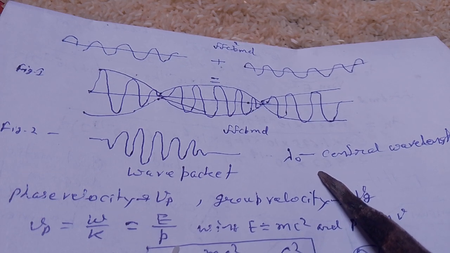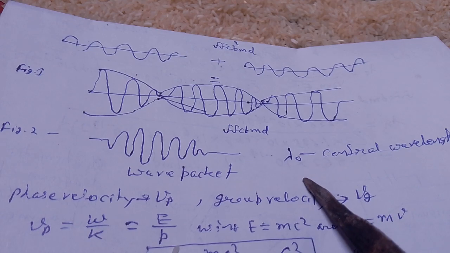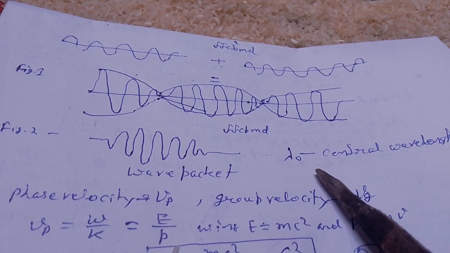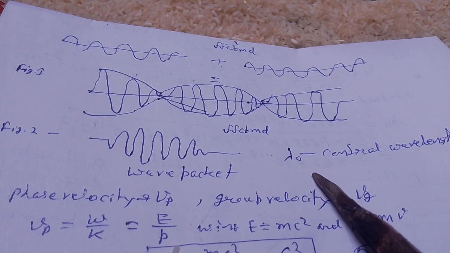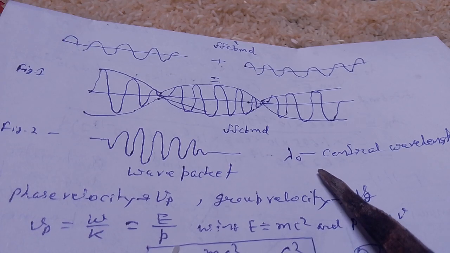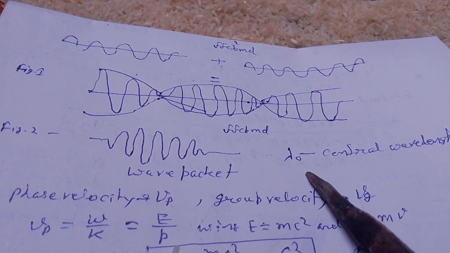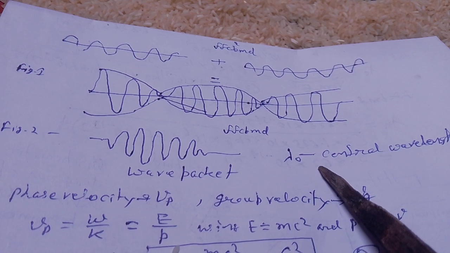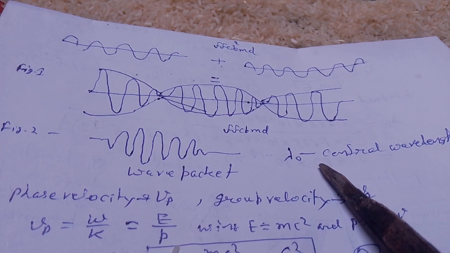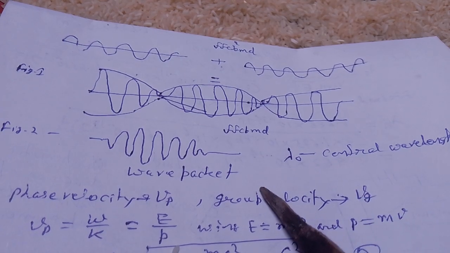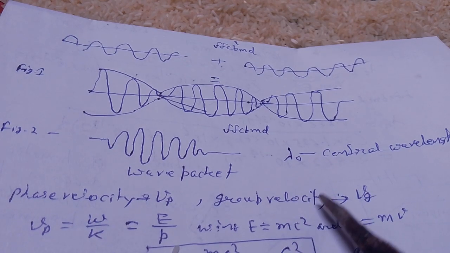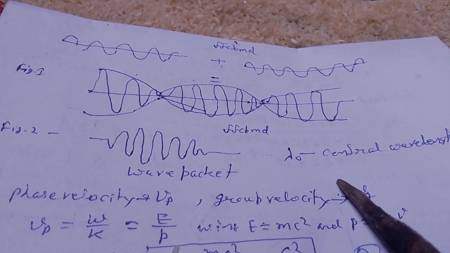To sum up, we define a wave packet as follows. A wave packet is a group of waves with slightly different wavelengths and frequencies interfering with one another in such a manner that the amplitude of the group is non-zero only in the neighborhood of the particle. The spread of the wave packet in wavelength and in frequency depends on the required degree of localization in space and time. We should note that the central wavelength lambda naught is given by the de Broglie relation.